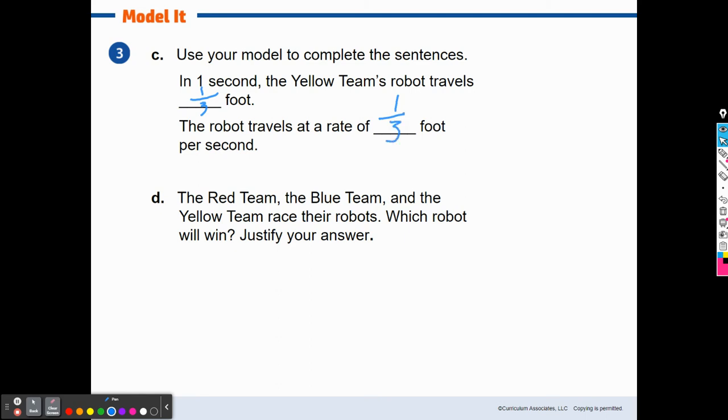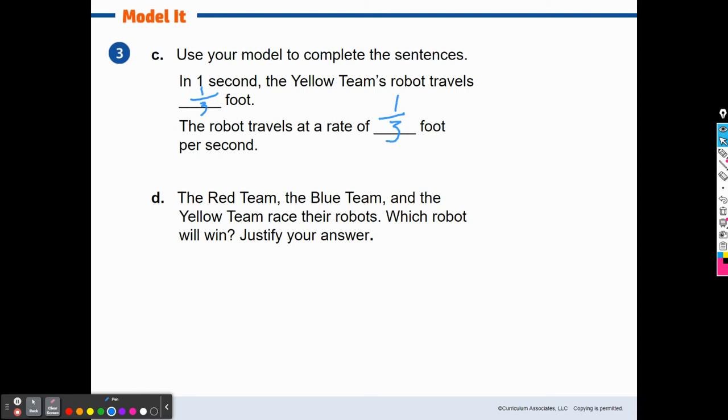So we have units per 1 unit. Every time we have a rate, it's units per 1 unit. Units per second, units per foot, units per mile, all right? So those are rates. D says, the red team, the blue team, and the yellow team race their robots. Which robot will win? Justify your answer.